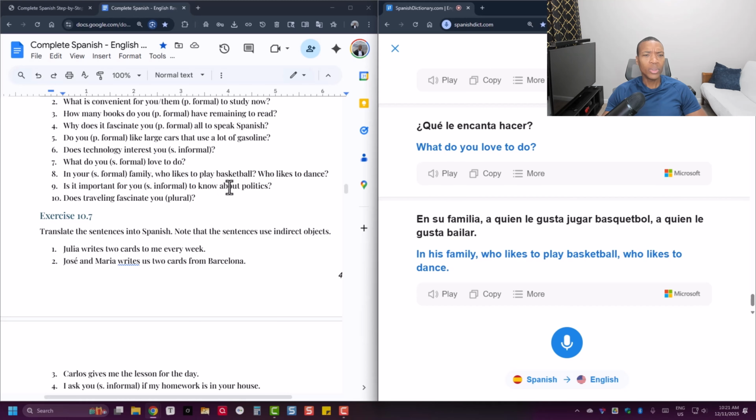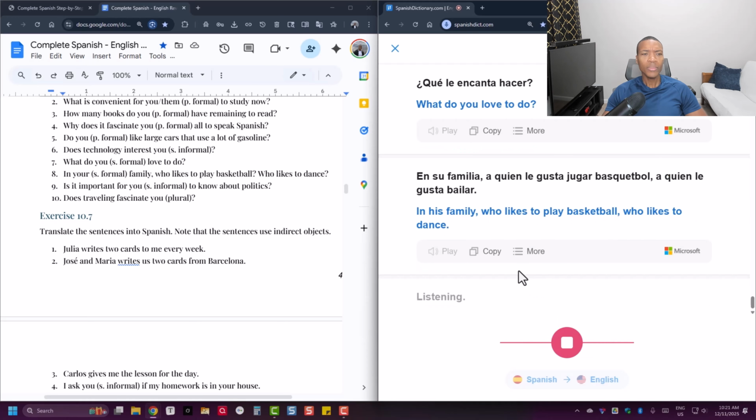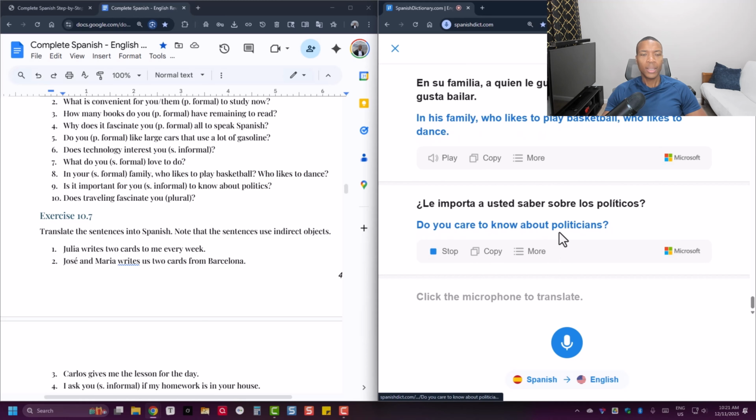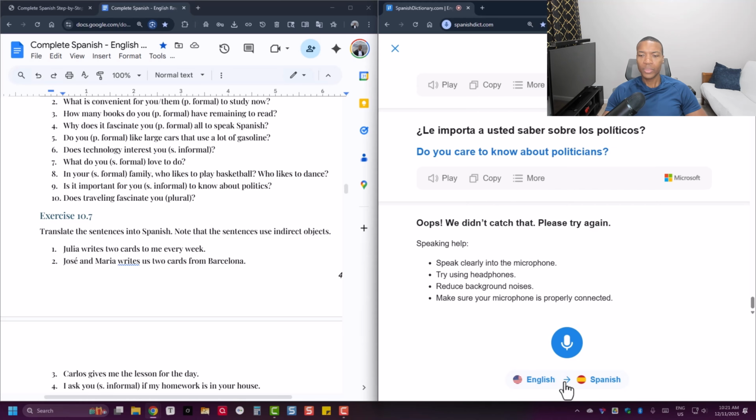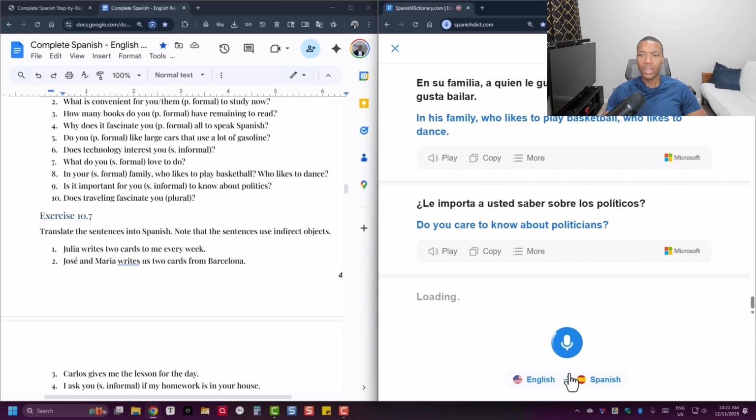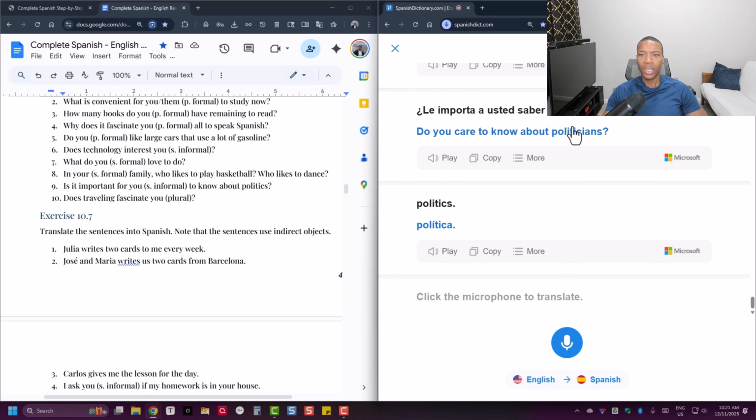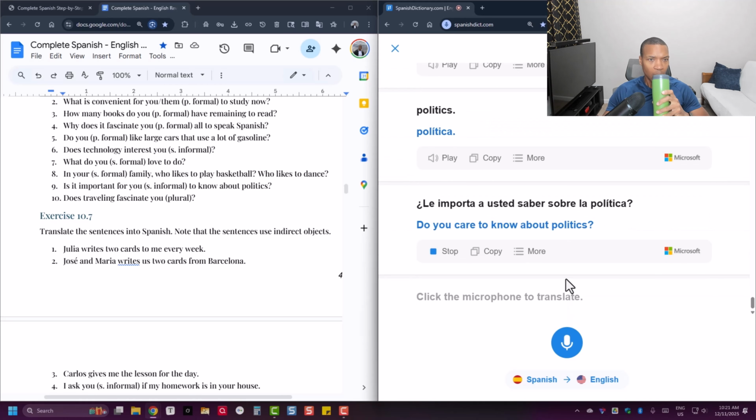Number 9: Is it important for you to know about politics? ¿Le importa a usted saber sobre la política? Do you care to know about politics? Política.